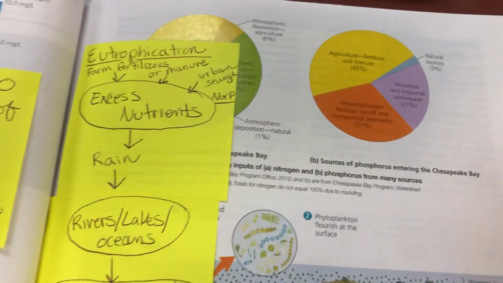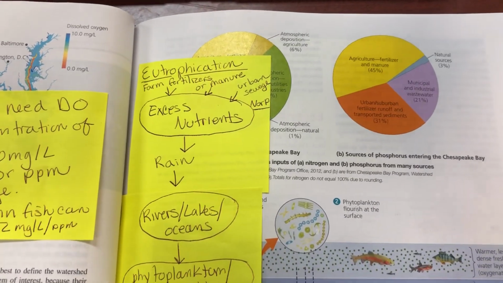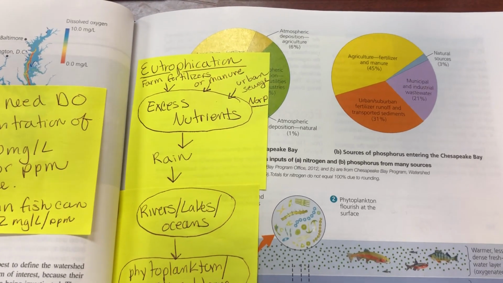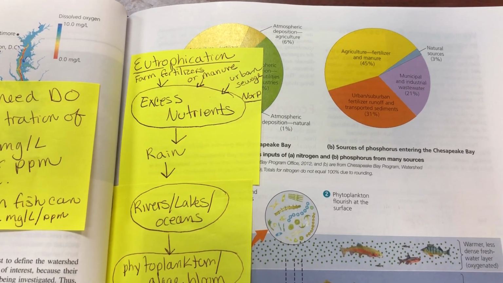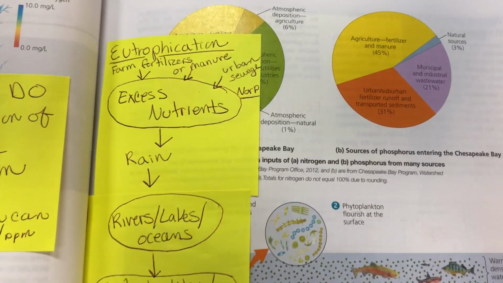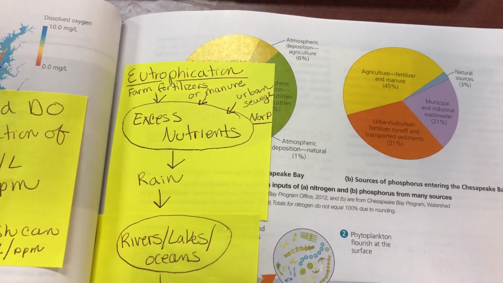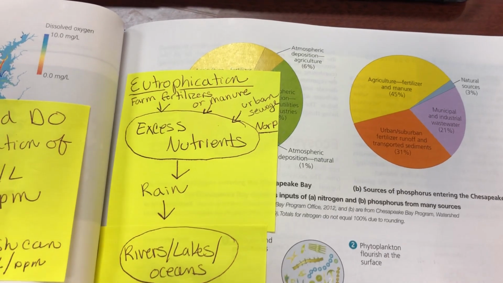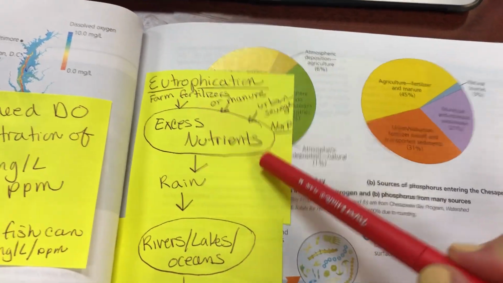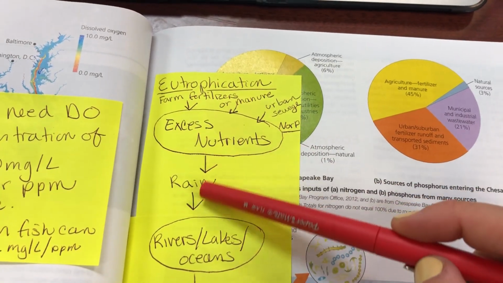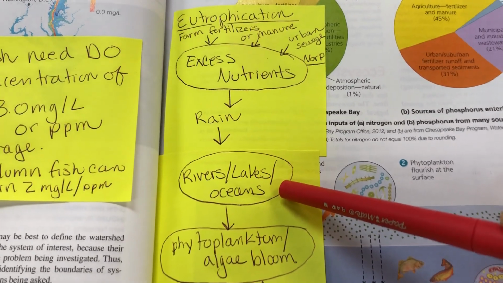All right, eutrophication. You will see questions about this process. You need to understand how it's caused. And this is basically what causes dead zones, all right? And it's happening all over the world. So eutrophication, basically what happens is from farm fertilizers or animal manure or even urban sewage, you get extra nutrients, okay? And it's always going to be nitrogen and phosphorus. These are the extra nutrients that are going to enter a body of water. It's going to be washed away by rain with storm runoff, and eventually enter your rivers, lakes, or oceans.